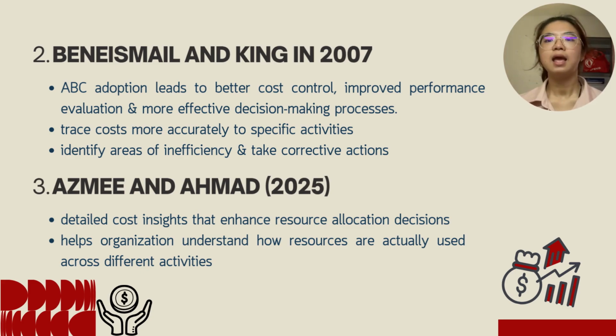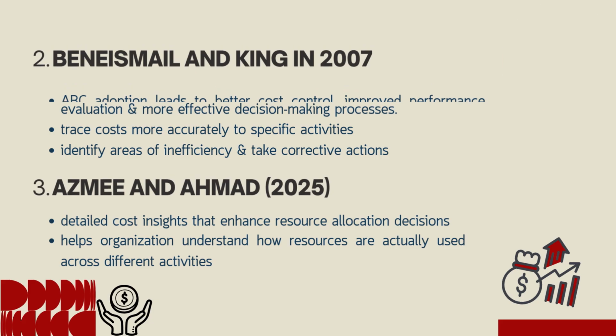This study highlighted that ABC helps organizations understand how resources are actually used across different activities, allowing managers to allocate budget more effectively and avoid wastage. Both studies show that ABC not only improves cost accuracy, but also supports strategic decision making, such as planning, budgeting, and performance evaluations. This means ABC is not just a costing tool, but a management tool that supports better long-term decision making and organizational performance.